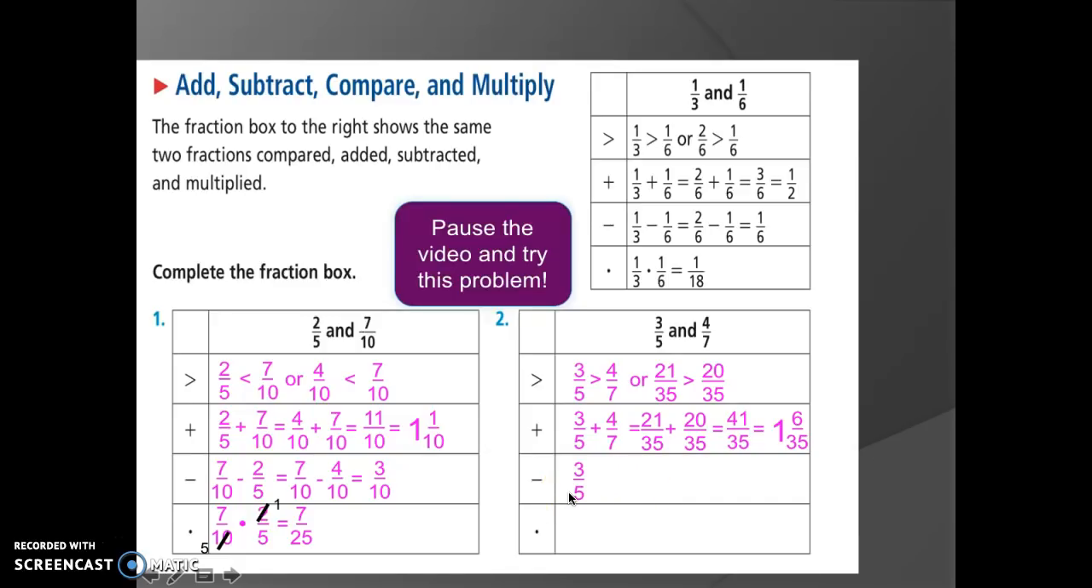So let's subtract them now. We need to start with the larger one. 3/5 is larger, so 3/5 minus 4/7. We know that would be 21/35 minus 20/35, and we end up with 1/35. When you multiply them, 3/5 times 4/7, I'm not seeing anywhere I can simplify, so we're going to end up with 12/35. How'd you do? Hopefully well.